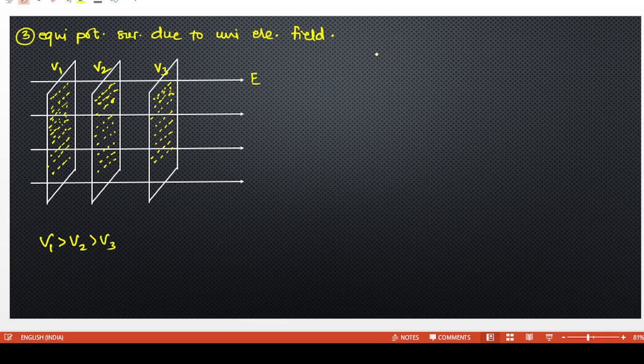Suppose we have a uniform electric field like this. In a uniform electric field, if I want to find the potential difference between the 2 points, then I know the general formula is: potential difference between the 2 points is equal to minus, in the bracket, integral of E bar dot dr bar. This is the general formula to find out the potential difference.